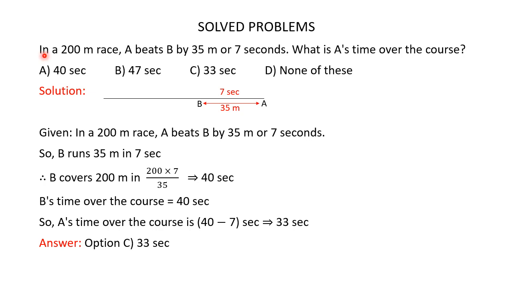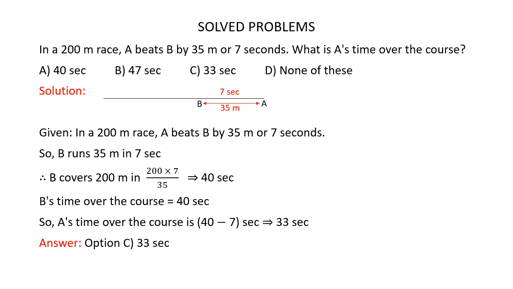In a 200-meter race, A beats B by 35 meters or 7 seconds. What is A's time over the course? Here you are given 4 options and you have to find out which of these options is the correct one. Now let's understand the given problem with the help of a diagram.